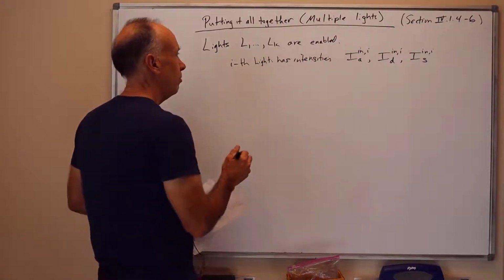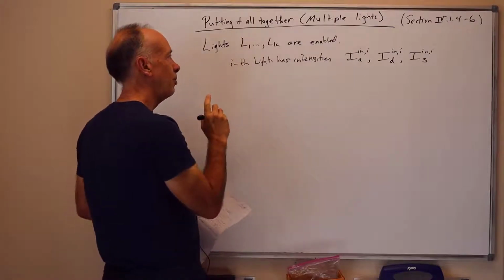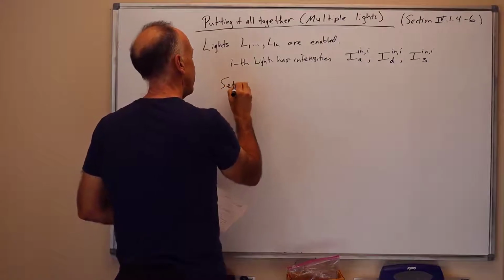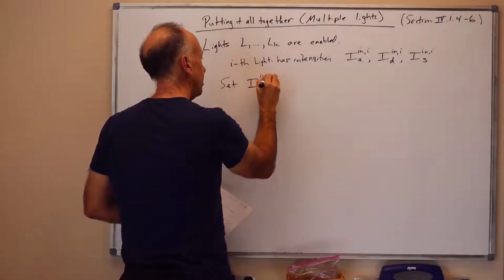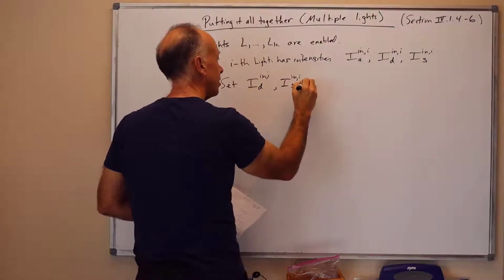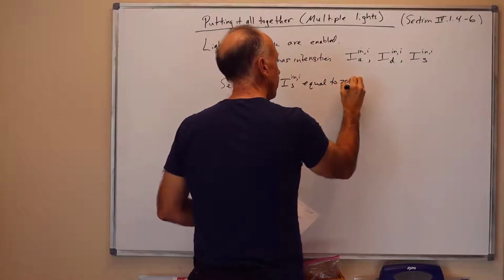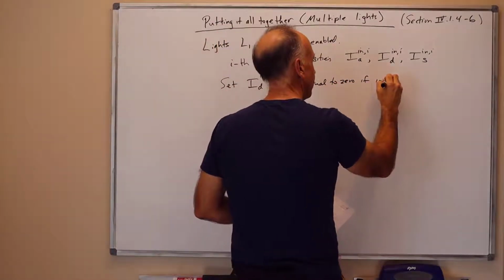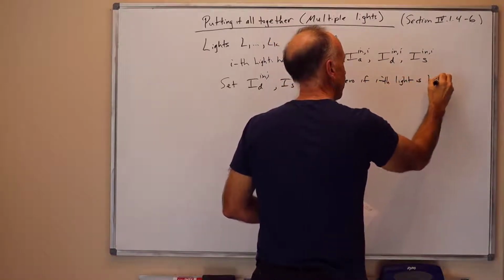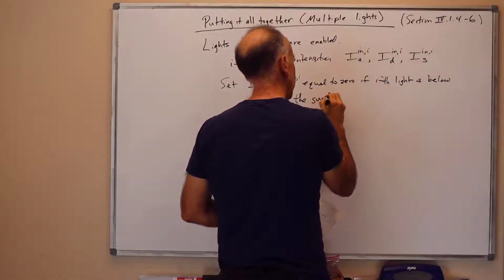The one thing to watch out for is that some lights will be below the surface. We have multiple lights turned on, but not all of them are going to be shining on the surface. So we'll set I_D^i and also I_S^i equal to 0 if the ith light is below the surface of the point we're illuminating.